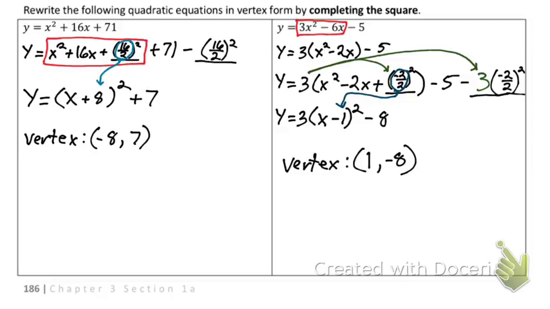All right, continuing on. Any questions on that? That's probably the hardest one for completing the square. If you could do this one, you can do any of the other ones where you have to complete the square.